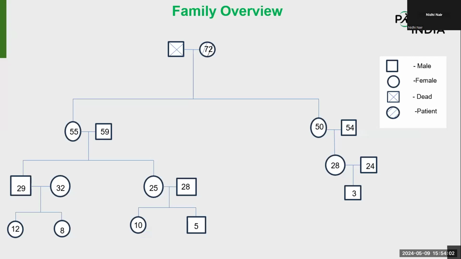And this is the family overview. The patient's husband has died. The patient is 72 years old. She has two daughters. The elder daughter is 55 years old and the younger daughter is 50 years old. Both of them are married. The patient is now living with her elder daughter. The elder daughter has one daughter and one son. They are also married. The younger daughter is also married and they have a child.